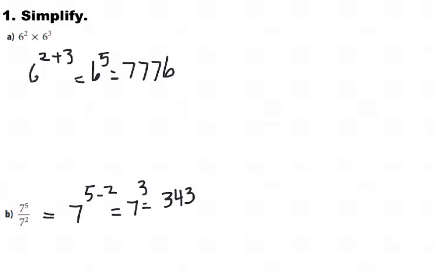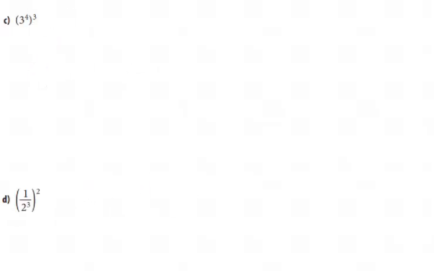The next example is 3 exponent 4, all exponent 3, which is the same as 3 exponent 4 times 3, which is 3 exponent 12. Use your calculator. This is 531,441.